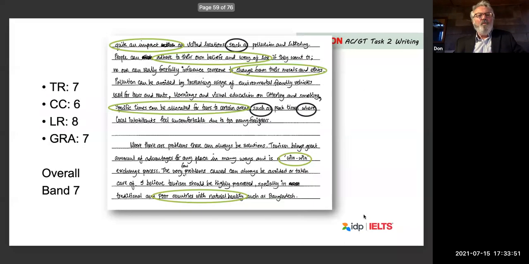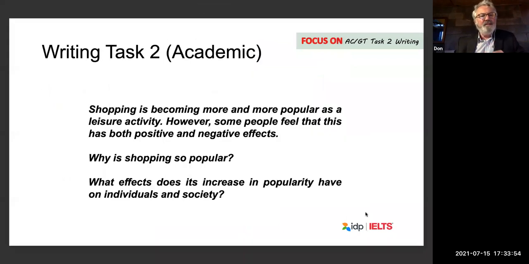So we go now to another task, and we're going to see an essay which scores less than that one, and it's on a different task. This task is about shopping, and shopping is becoming more and more popular as a leisure activity. So that's an important thing to think about before you start writing your essay. Do people shop for leisure? It's a different type of shopping. It's not shopping for groceries, it's shopping for fun. However, some people feel that this has both positive and negative effects.